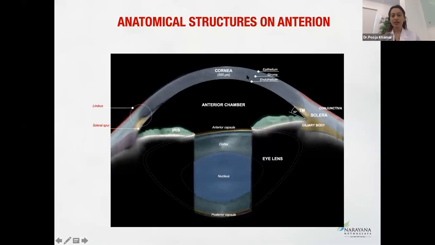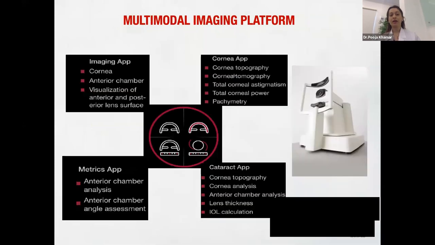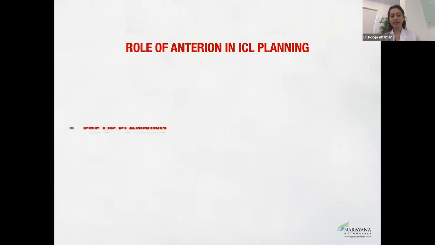This is a very nice high definition OCT itself also. So you can see all the anatomical structures very nicely on the Anterion. These are the four imaging apps which you get in Anterion, which Dr. Rohan has already covered. So what is the role in ICL planning? It helps me both in my pre-op planning and my post-op planning as well.